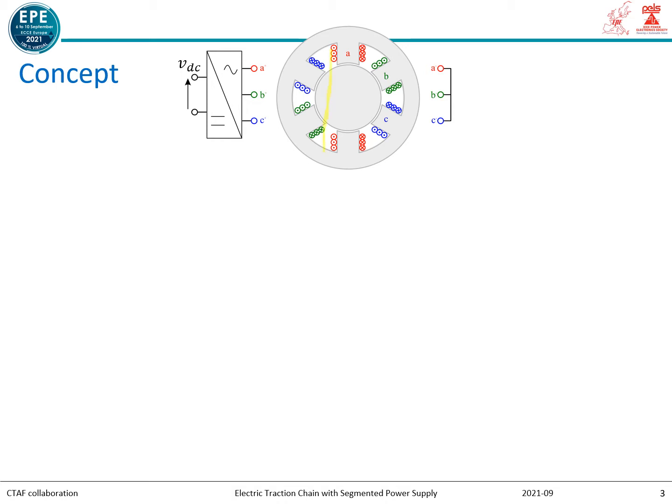Each winding is made of 2 series connected coils. Each coil has 3 turns and is wound around a different tooth. The machine is fed by a 3-phase power converter having a DC side voltage VDC.